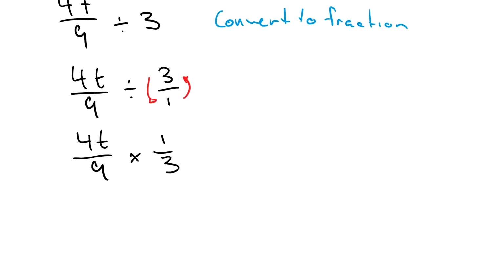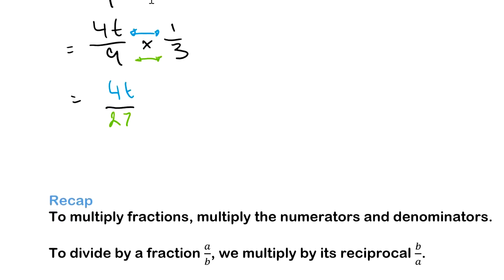And then we do what we always do when we're multiplying fractions. Draw your arrows to show what we're doing. Let's draw some equal signs over here. We get 4t on top, and then we get 9 times 3, which is 27, and that's your answer. So when you have just a whole number, convert it into a fraction, so it would be 3 over 1, flip it, multiply.